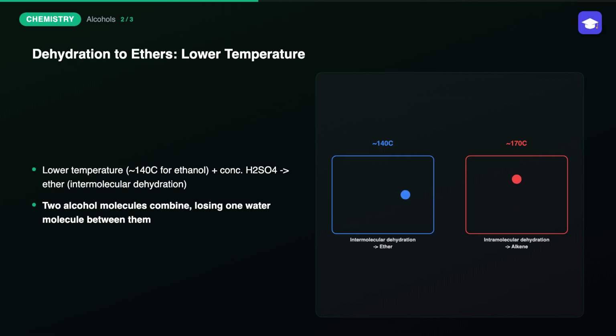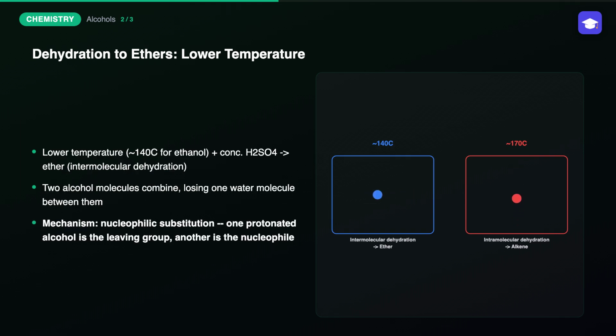This is precisely a nucleophilic substitution. One protonated alcohol molecule acts as the actual leaving group, while a second, entirely separate, unprotonated alcohol molecule acts as the nucleophile, attacking directly at the electrophilic carbon that's losing water.